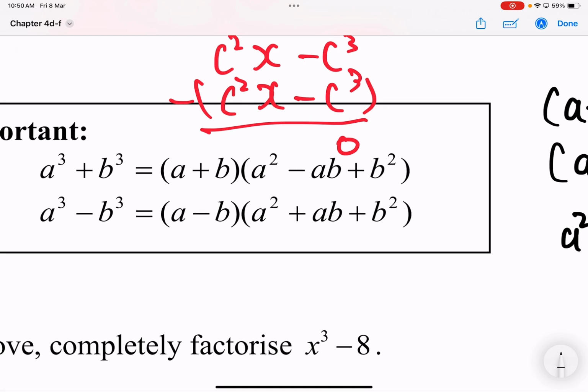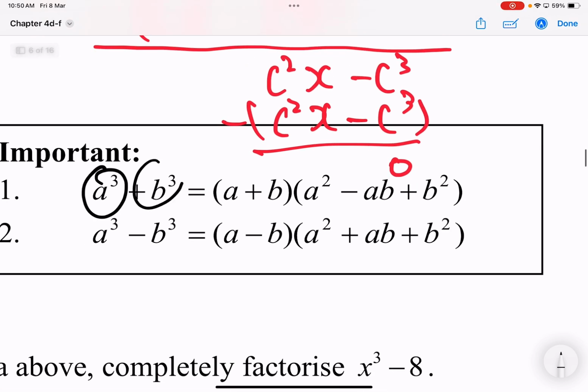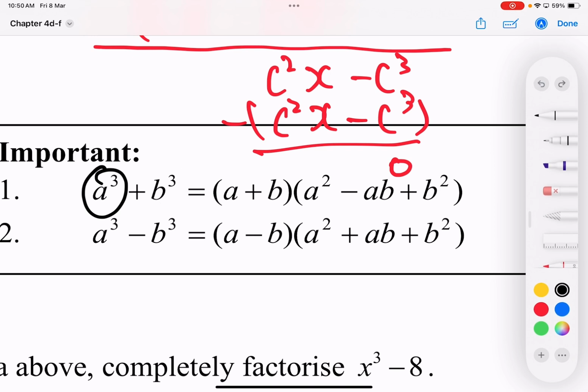But I'm going to show you one very easy way to memorize things. How do you memorize this? I have a cubed plus b cubed. Don't be confused with a plus b, the whole thing cubed. This one is respectively a cubed plus b cubed.